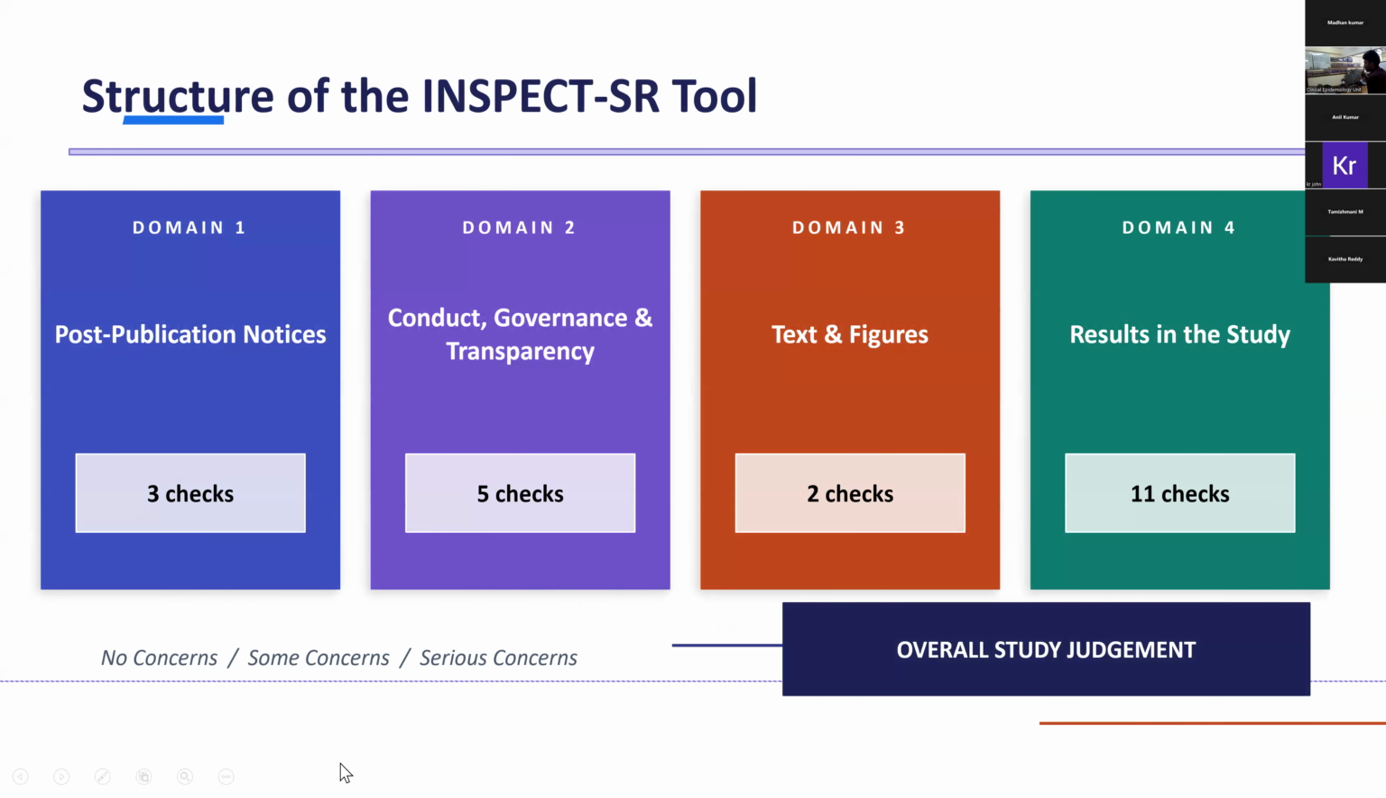So the structure of the Inspect SR tool, it has 4 domains. The first domain involves assessment of post-publication notices. Domain 2 is to assess the study's conduct, governance, and transparency. Domain 3 assesses the study's text and figures. Domain 4 involves assessment of the results of the study. There are 3 checks under Domain 1, 5 checks under conduct, governance, and transparency. There are 2 checks under text and figures, and 11 checks under Domain 4, which is the results of the study. Under each domain, we'll be rating it as either no concerns, some concerns, or serious concerns. And overall, after doing assessment across 4 domains, we'll give an overall study judgment again as no concerns, some concerns, or serious concerns.